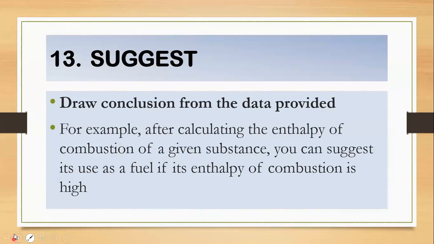For example, after calculating the enthalpy of combustion, maybe that one was part A. Part B says, suggest a possible use for substance X, the substance whose calculation you made in the previous question. If you calculated your enthalpy of combustion and you see that you got a very high value, then you can say a possible use for this substance is that it can be used as a fuel. The reason being that my enthalpy of combustion is high. That is with suggesting. So with suggesting, you must put in a lot of reasoning, a lot of applications.